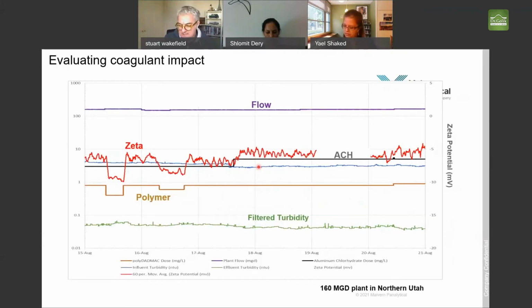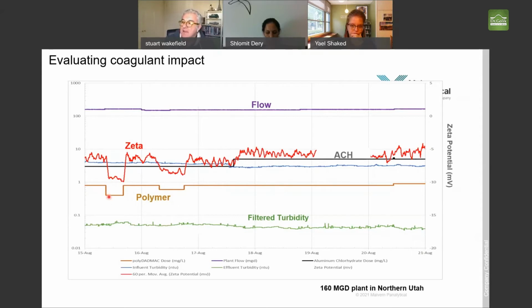Again, this is now from a water treatment plant in the US, in Utah. This is a 160 million gallon per day plant of water. And again, this is just taken from their PLC system. And you can see they have got flow rate across the top. They are plotting filtered turbidity, polymer addition, and the Zeta potential, amongst other things. And what this really shows you is that if they start adding more polymer, or in this case, reduce the amount of polymer, you can see that we see this change in Zeta potential.